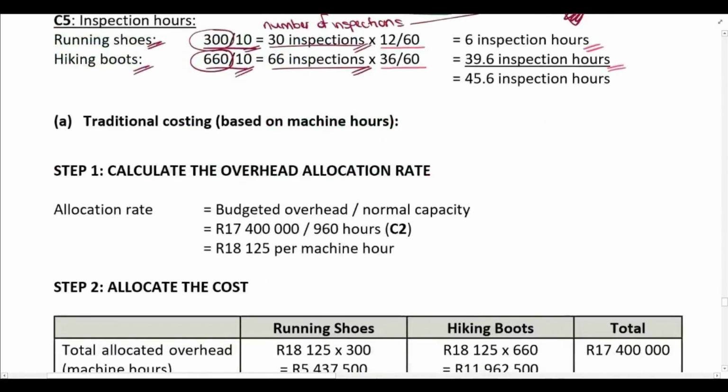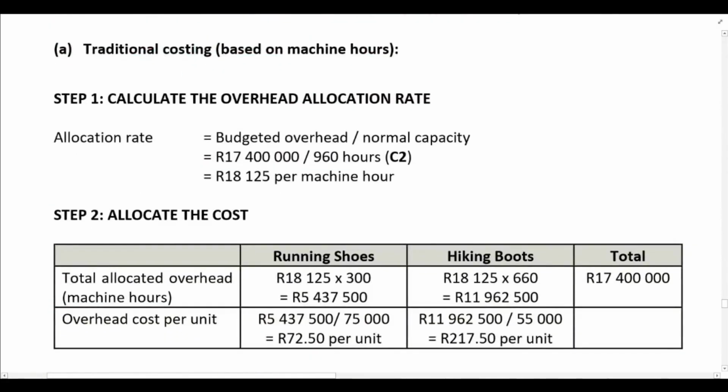So if we look at our calculation, I always want you to split your calculation into two steps. First, you are always going to calculate the allocation rate, and second, you are then going to allocate the cost. So to calculate the rate, this is just revision of everything that we've done. We take the total budgeted cost for the entire year and we divide by normal capacity, and in this question, they've specifically told us to use machine hours.